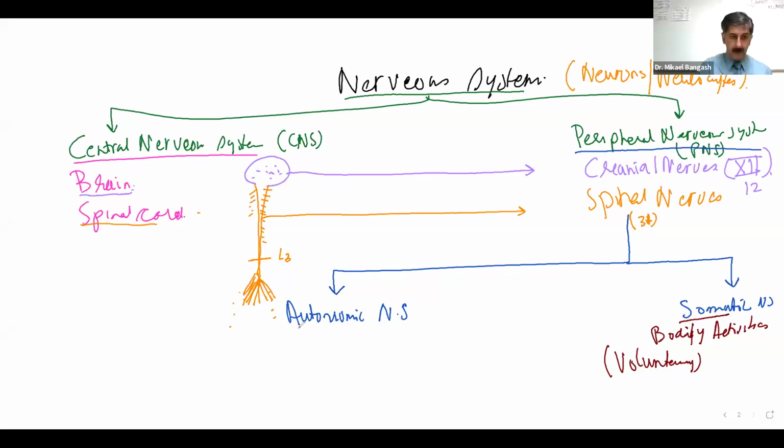Now the next part is going to be the autonomic nervous system. Autonomic mainly means self-determined. What we mainly can say is that these are going to be controlling involuntary activities of the body, which are not under our control.